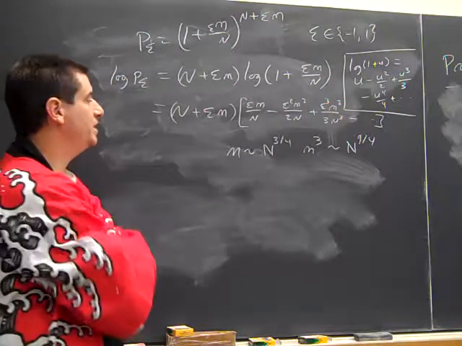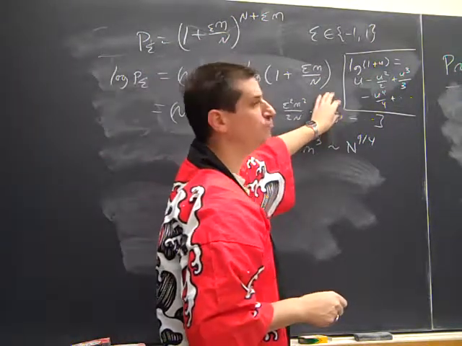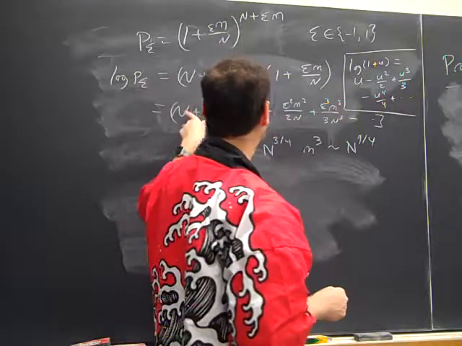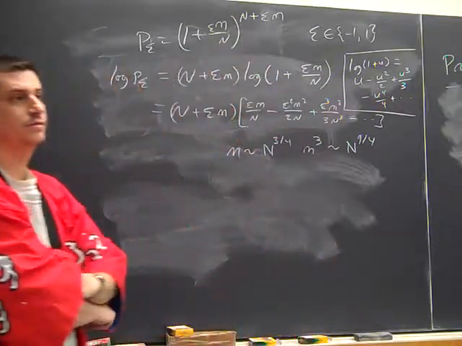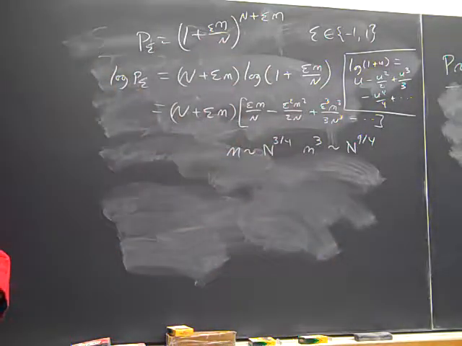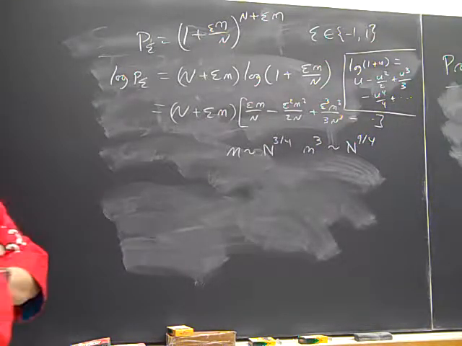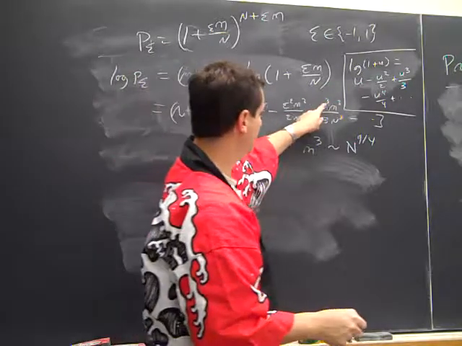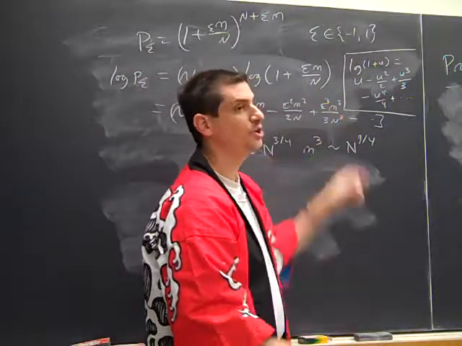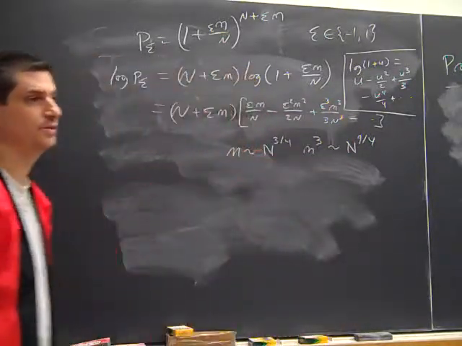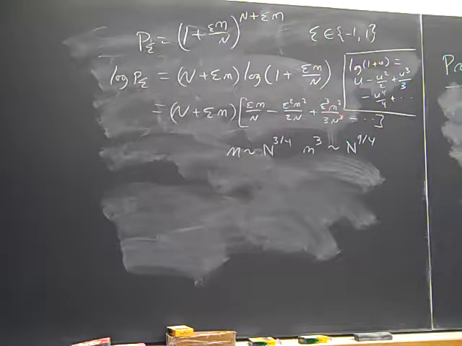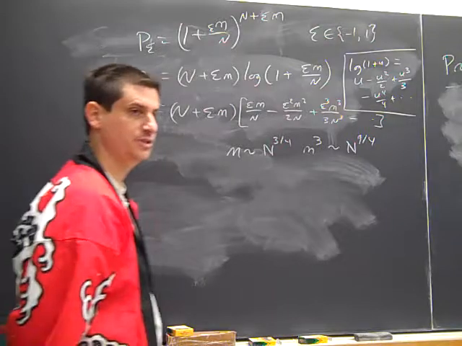So I don't want to have to deal with this term. I want to say this term is really small, even when I multiply it by a big number like n. And unfortunately, I can't quite say it's really small. Because if m is as large as n to the 3 quarters, n times m cubed divided by n cubed could be as large as n to the 1 quarter. So I need m to be smaller than n to the 3 fourths. So instead of doing m to the 3 fourths, what could I do?